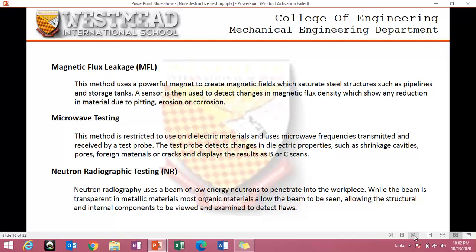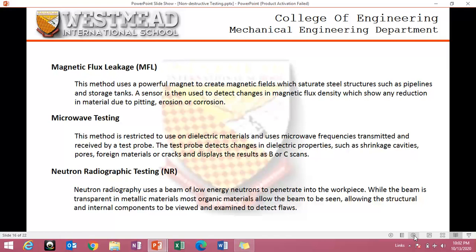Microwave testing. This method is restricted to use on dielectric materials and uses microwave frequencies transmitted and received by a test probe. The test probe detects changes in the electric properties, such as shrinkage, cavities, pores, foreign material, or cracks, and displays the results as B or C scans.